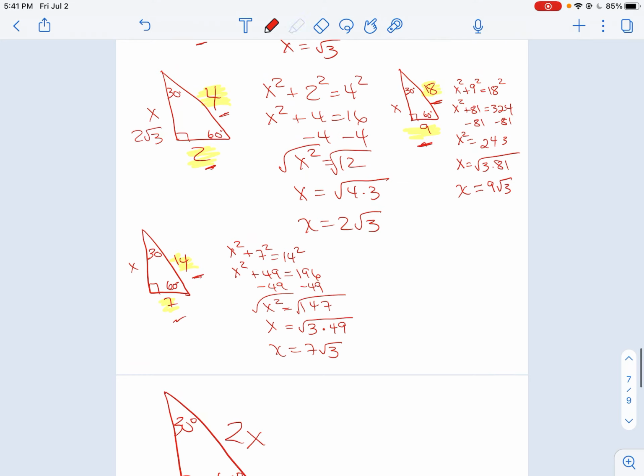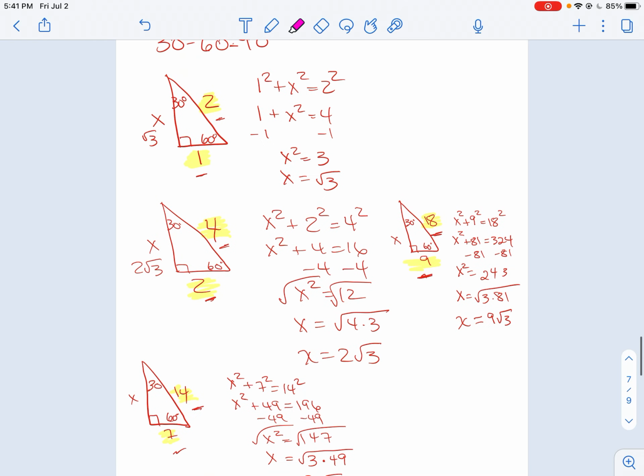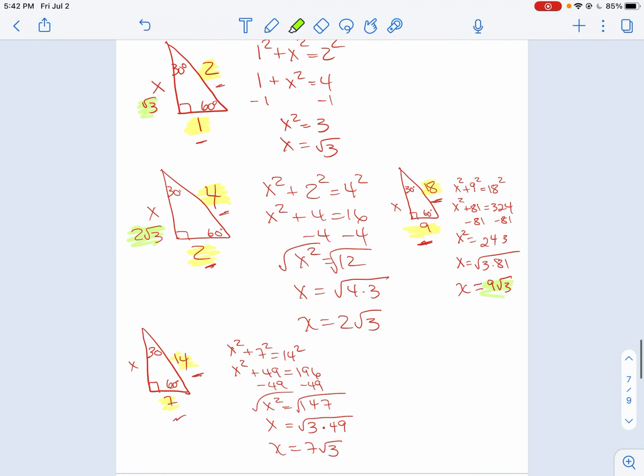Then, let's look up here at the long leg. Let's look at the long leg. You know what? I'm going to undo those because I need a lighter color. How about this one? There we go. The longer legs. Well, first of all, do you notice how every single one of them has the square root of 3?